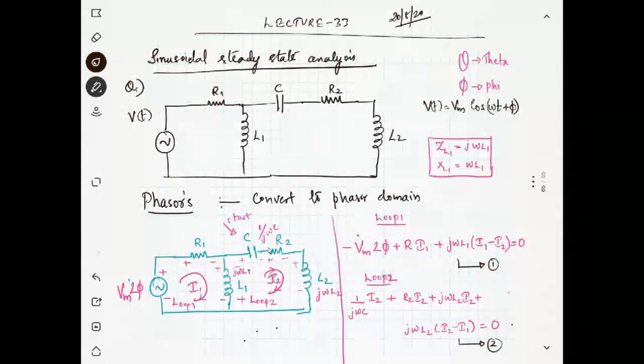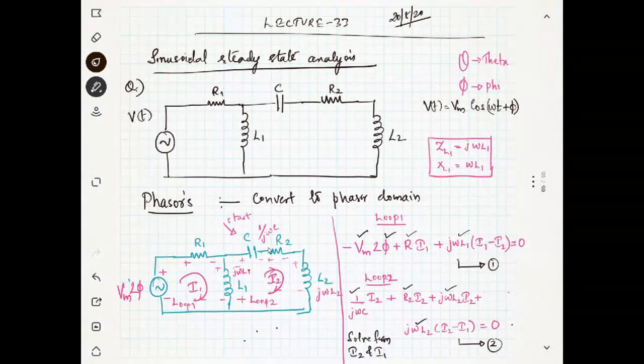You know what is the voltage, what is the angle, you know R, J omega L1, J omega C, R2, J omega L2, everything you know. So you can solve for I2 and I1. You have two equations and two unknowns, so you can use any method.